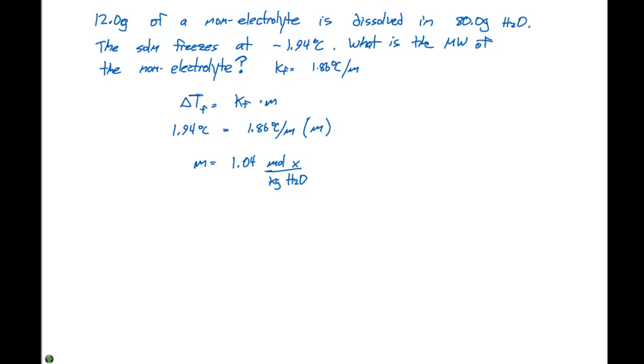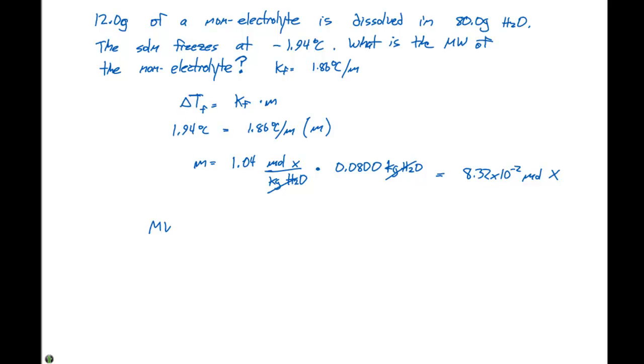We have 80 grams of water, so we can figure out how many moles of this non-electrolyte that we have. So here we have 80 grams of our water solution. We need to convert that to kilograms. We can move the decimal point 3 places, and we get 0.0800 kilograms of water. So our kilograms of water cancel out here, and that gives us 8.32 times 10 to the minus 2 moles of our non-electrolyte, or moles of X.